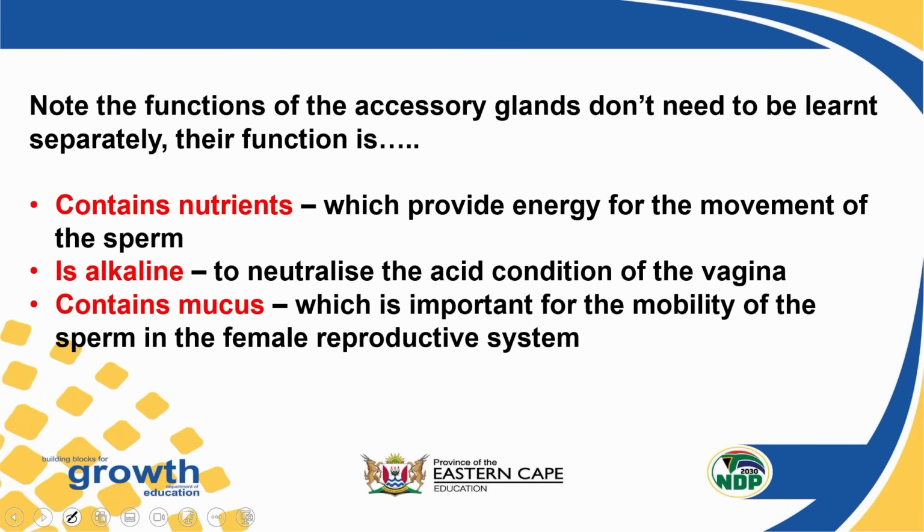Also, the accessory glands. We don't need to know their functions separately, right? We have the three functions of the accessory glands as laid out in the diagnostic report. So if I ask you about the prostate, then you can give any of these functions as a function of the prostate. If I ask you a function of the seminal vesicles, the same applies. I can give any of these functions for the seminal vesicles. You don't need them separate.